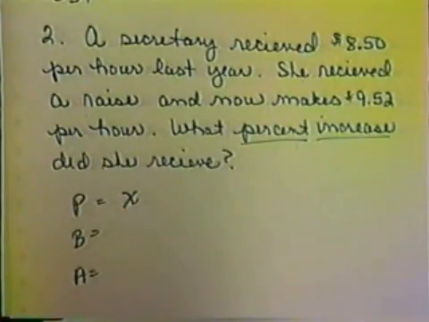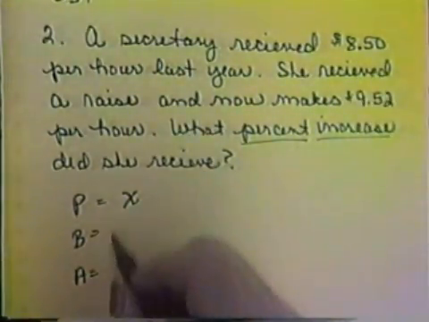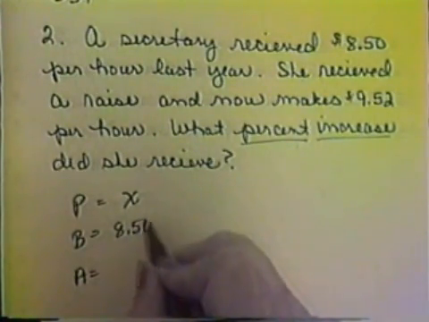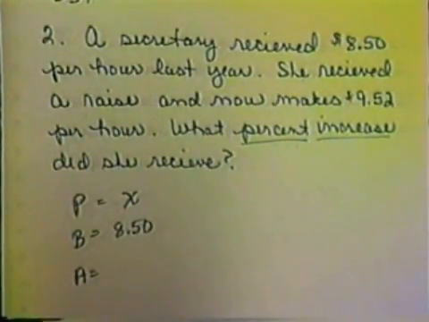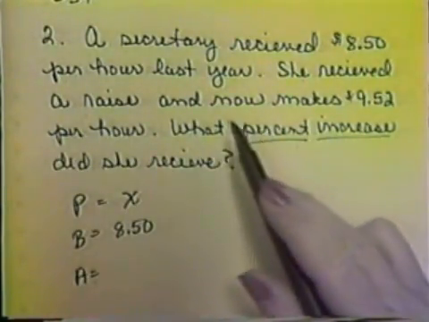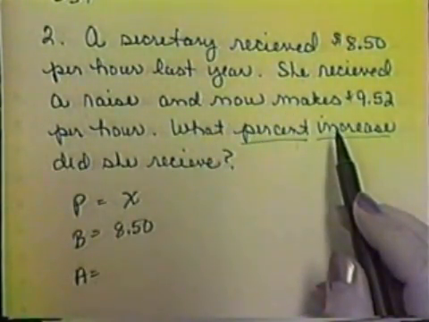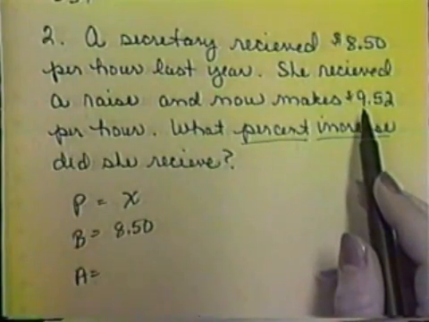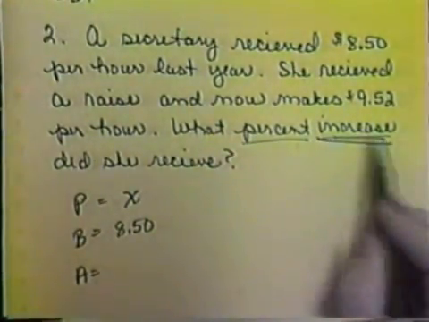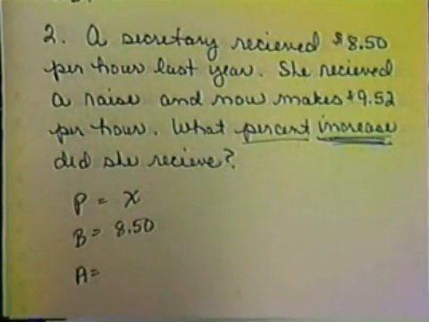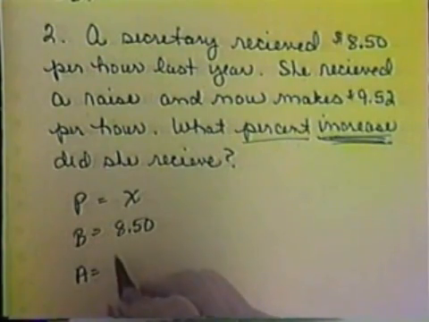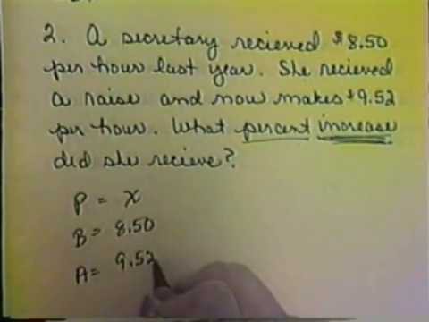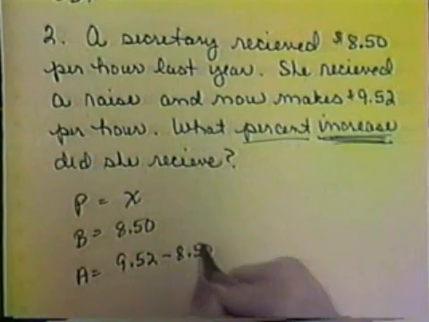According to this, she received last year $8.50. So that must be my base, what she started with, where she began. Which says the amount then is what she's making now. That's with the increase. But we don't want to know what she's actually making. We only want to know the increase. So how are we going to determine how much money she's making more than what she was making before? We're going to take the amount that she's making now and subtract the amount that she started with.